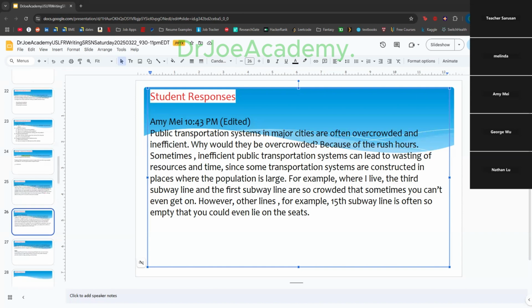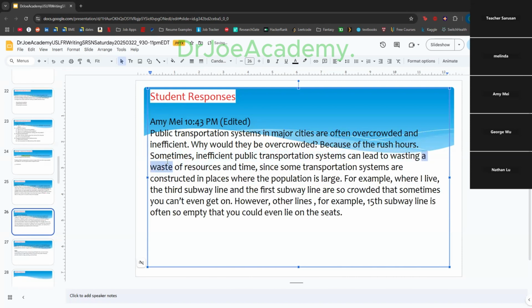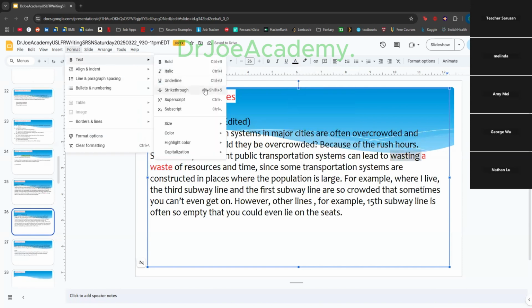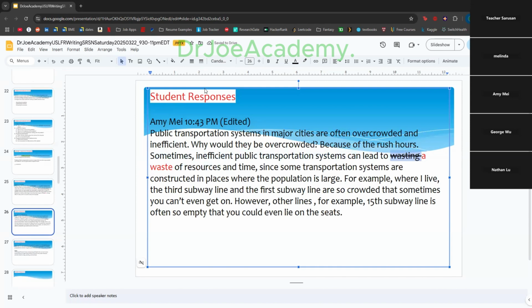Sometimes, let's take out this space right here. Sometimes inefficient public transportation systems can lead to a wasting of resources and time. So I think in this case, it's better to say waste. Can lead to a waste. We can either say a waste of, or we can say can lead to the wasting of. In this case, I'll change it to a waste. The waste of resources and time, since most transportation systems are constructed in places where the population is large.